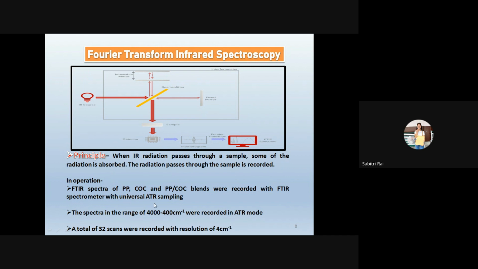Then the FTIR spectra were recorded with the help of the Nicolet iS5 FTIR spectrometer in the range of 4,000 to 400 centimeter inverse. Then a total of 32 scans were recorded with a resolution of 4 centimeter inverse.